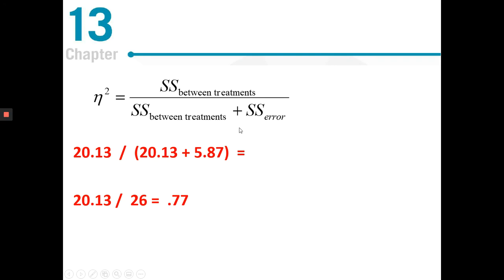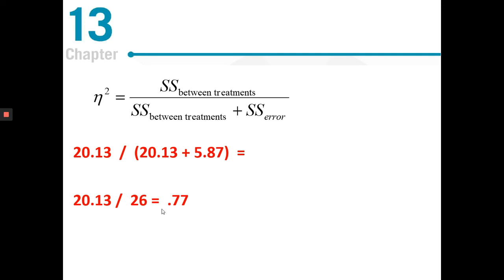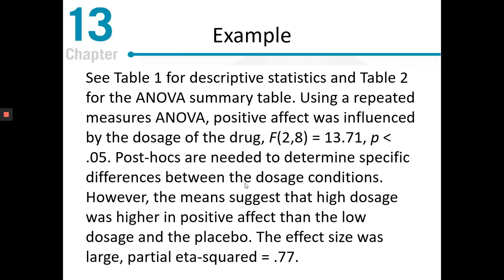Or you can use this formula, which is a little bit easier. It's got the same number, between treatments plus error. So between treatments, plug it in, same number here, and plus error. And voila, you add this first in order of operations. You get 26, which is the same as that. And we get the same number, of course. It's 0.77. So do one formula or the other. You don't need to do both. Again, this is a large effect size.